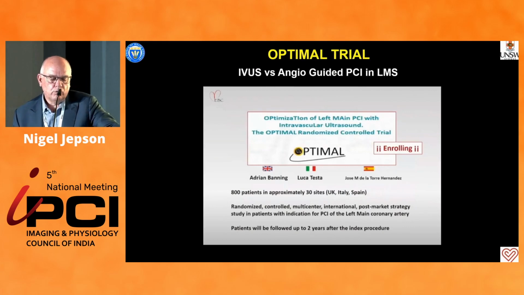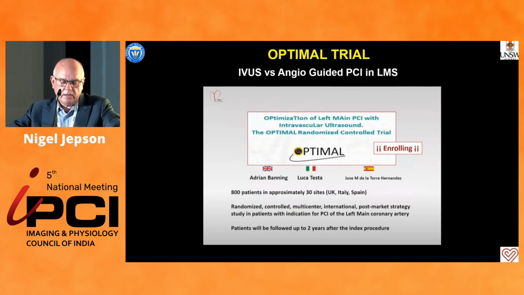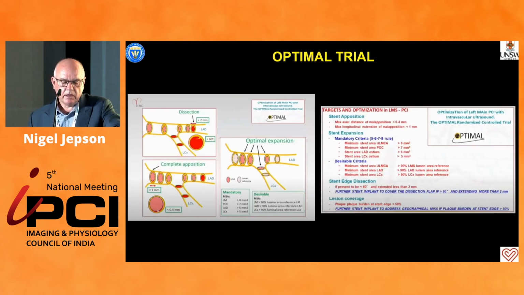So as alluded to, this is going to be looked at prospectively, IVUS versus angio-guided PCI left main in Europe, from 3 countries, 30 sites, 2-year follow-up. Again, applying this protocol, some subtleties in terms of definitions of dissections that needed to be intervened on, including apposition. Here we're looking at the mandatory endpoint of the 5, 6, 7, 8 rule and the desirable over 90% expansion compared to reference in left main, LAD and circumflex artery. So I think this is an 800 patient trial, and I think it's going to be very important to look at the targets as assessed in this trial.